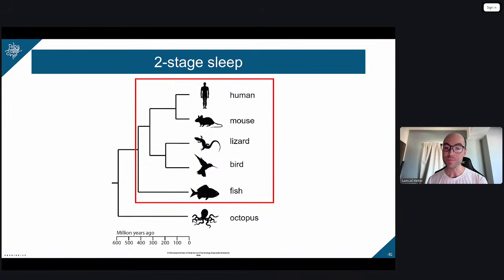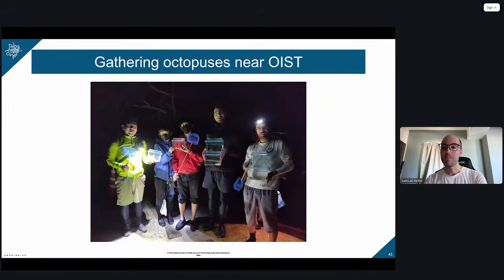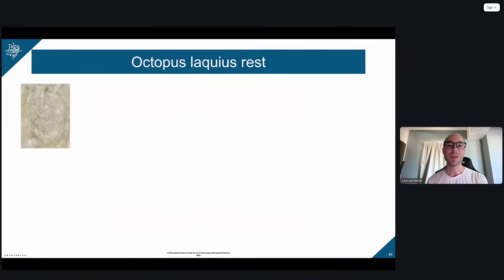functional role. So being in Okinawa, we're able to go out at night in the winter and gather small octopuses in the tidal pools around the institute. And we wanted to study sleep in octopus. So these are Octopus laqueus. It's a small species of local octopuses. And they're nocturnal, so they rest all day in the laboratory.